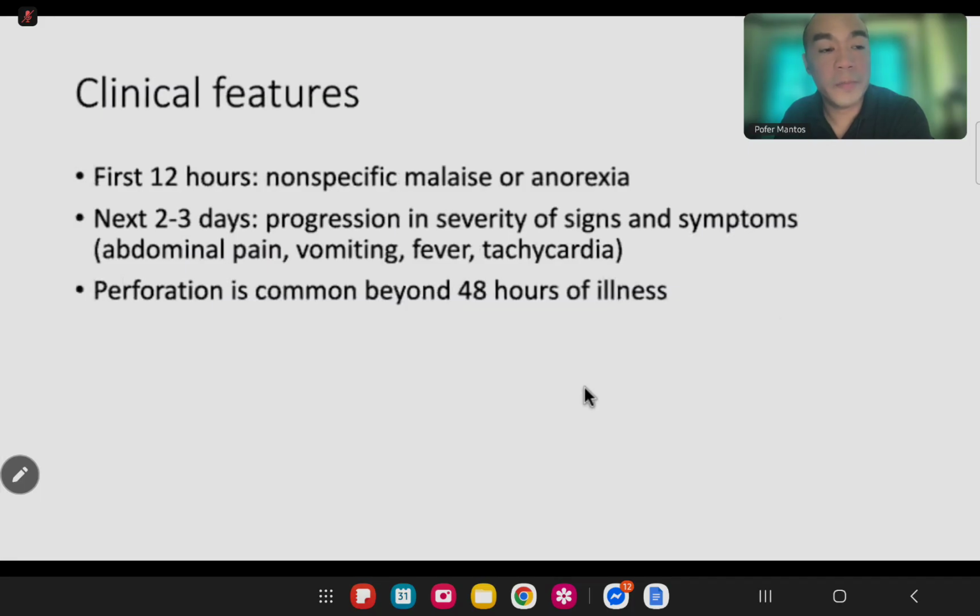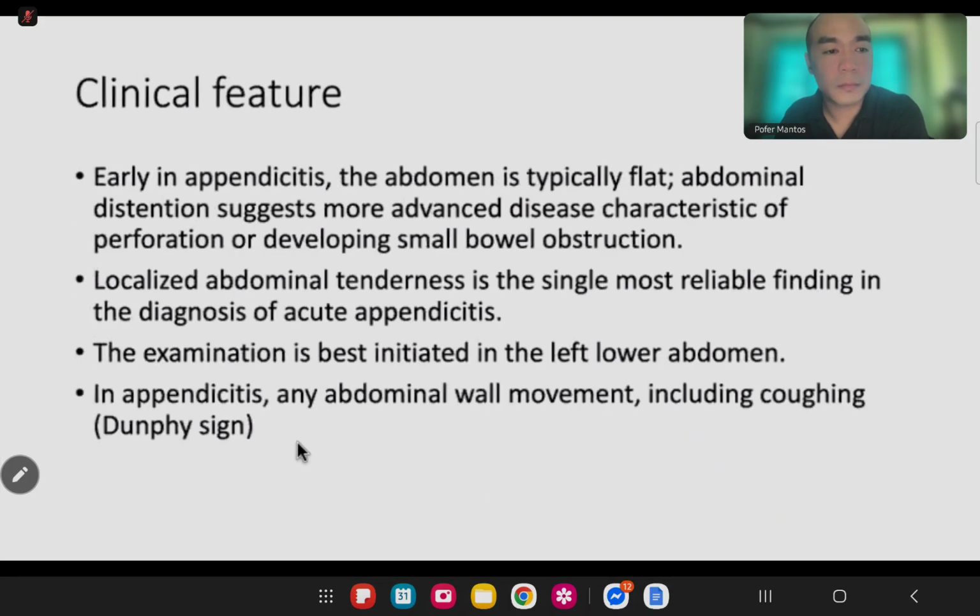So for the presentation, initially, the patient may just manifest with nausea or anorexia and malaise. And then the progression usually starts at the next 2 to 3 days. And then beyond 48 hours, perforation may happen. So yun ana kapaspas siya, no? So in the early appendicitis, the abdomen is typically flat, no? Abdominal distension already suggests an advanced disease and characteristic already of obstruction or even perforation.